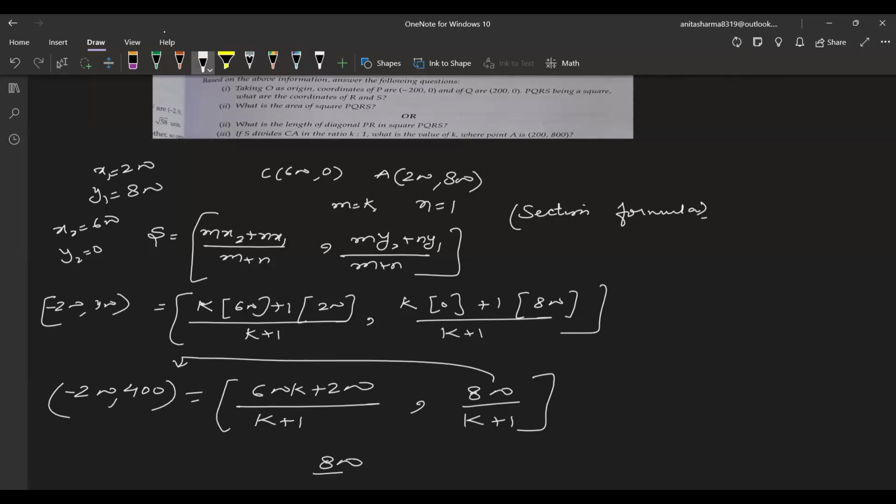So 800 upon K plus 1 will be equal to 400. Now cross multiply. 800 upon 400 is equal to K plus 1. So it will be 2. Then 2 is equal to K plus 1. And this implies the value of K is 1. So it means it divides in the ratio 1 is to 1. Clear, beta? Have all understood this?